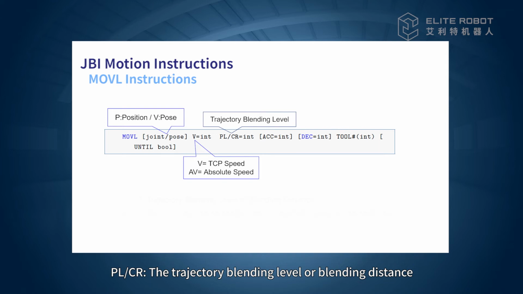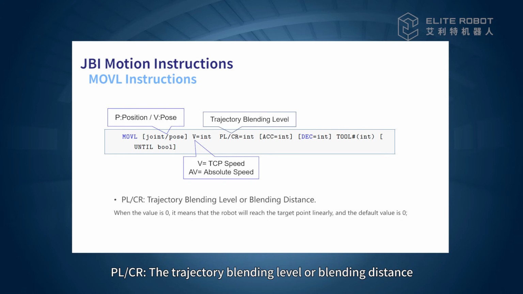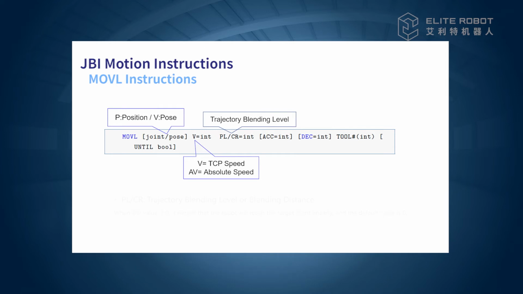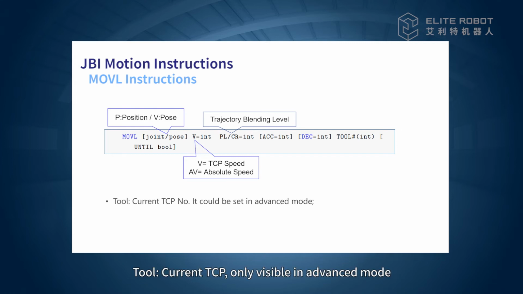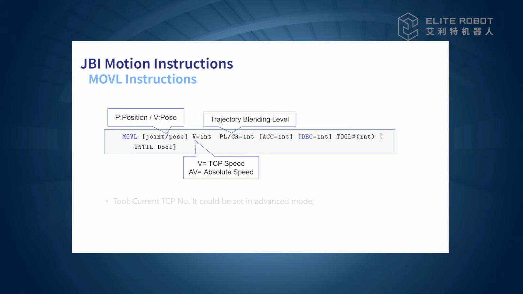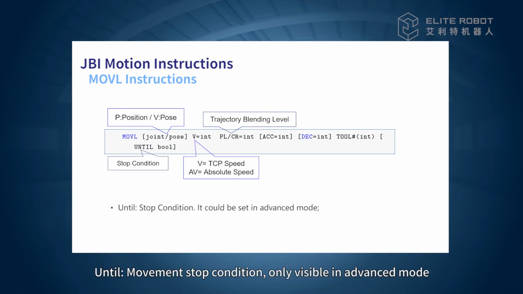PL/CR is the trajectory blending level or blending distance. If the value is 0, the robot will reach the target point accurately. The default is 0. ACC/DEC are acceleration and deceleration in percentage, only visible in advanced mode. Tool is the current TCP, only visible in advanced mode. Until is the movement stop condition, only visible in advanced mode.